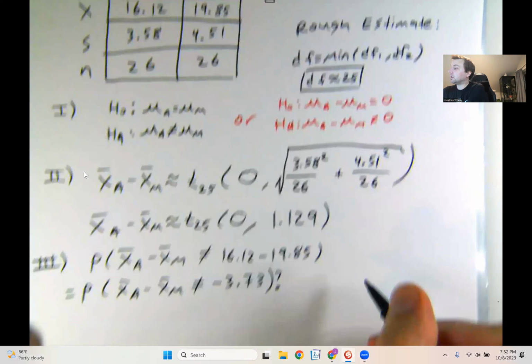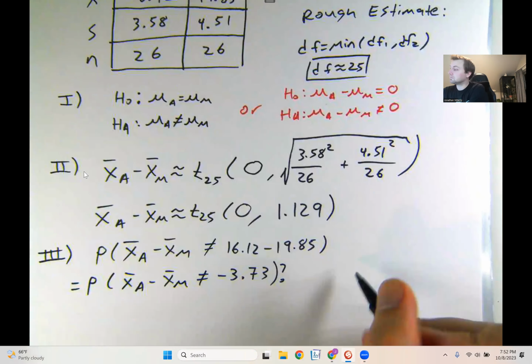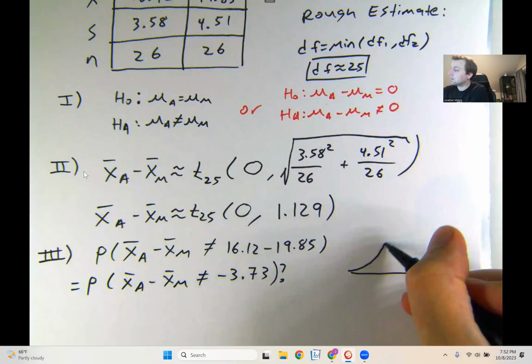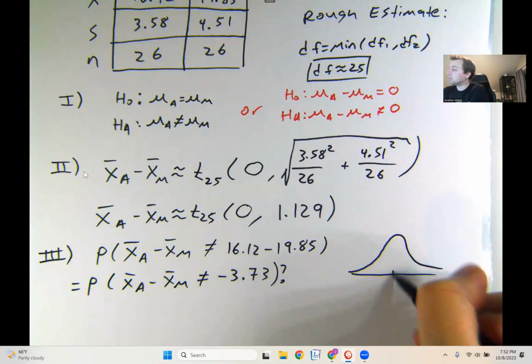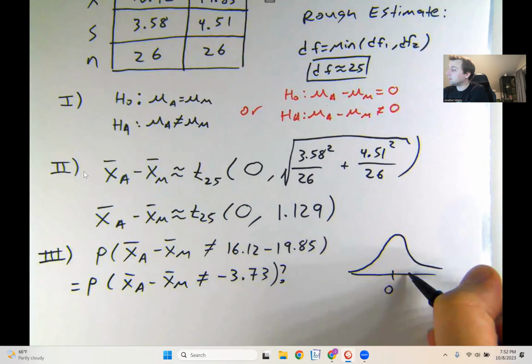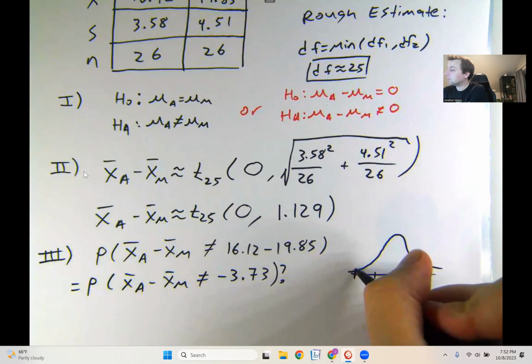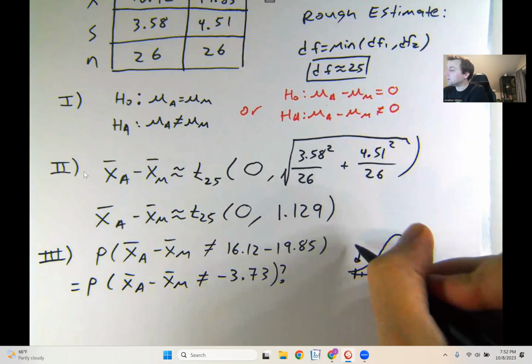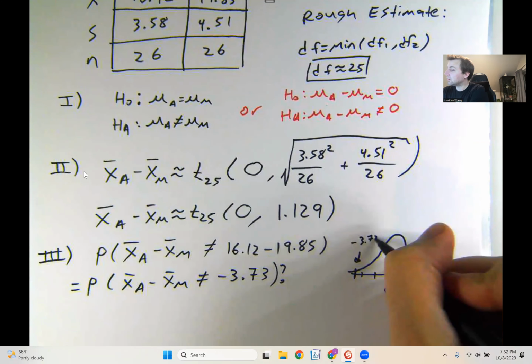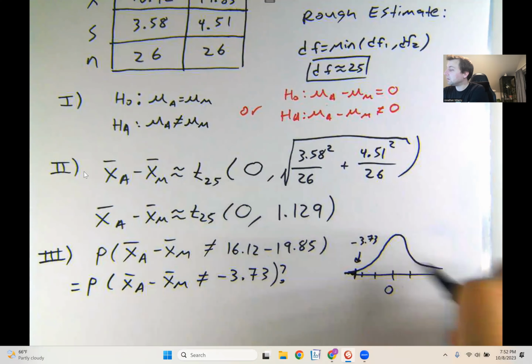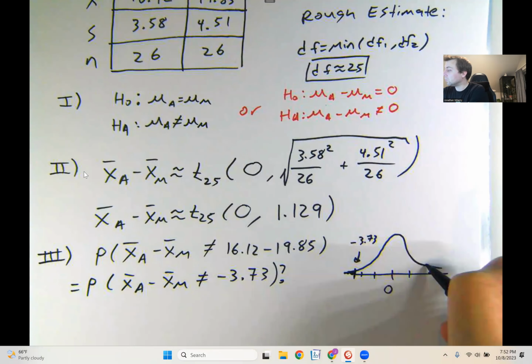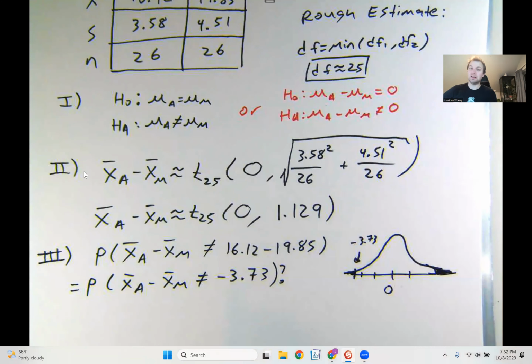So if I were to draw the picture, the center of my curve is 0. I'm roughly counting by about 1.129. And negative 3 is going to be way, way down here. And I want that much or more in both directions because I'm doing a two-sided test.